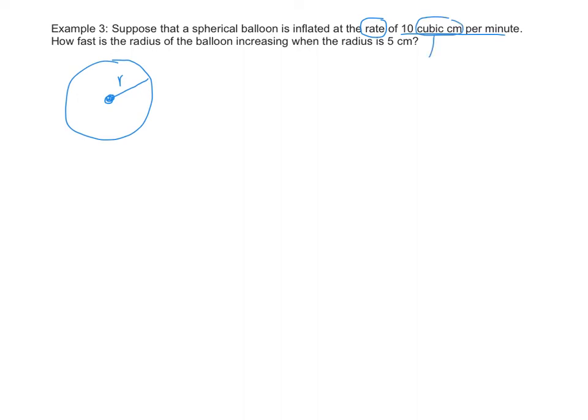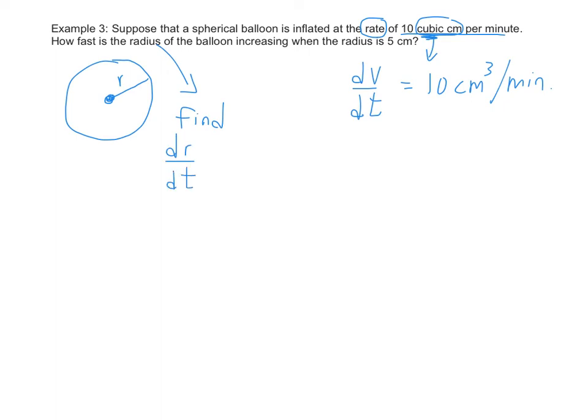So what this is really telling us here is that dV dt, the rate at which the volume is changing, is 10 cubic centimeters per minute. So look for that keyword cubic. Anytime you see that in a problem, it's really giving you the volume. We want to know how fast is the radius increasing. So that means we're looking to find dr dt. These are always with respect to time. You're always going to have a dt in the bottom. And we're looking to do this when the radius is 5.